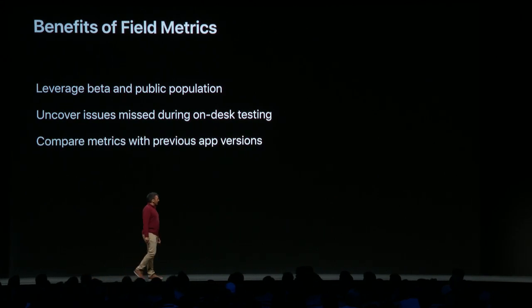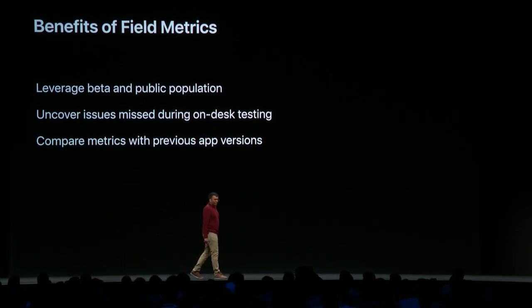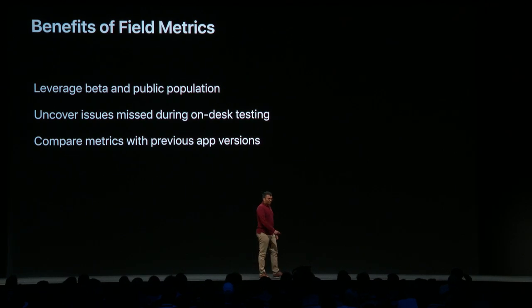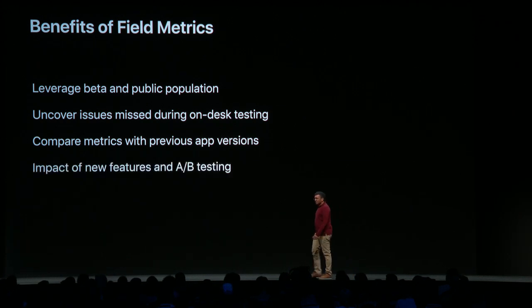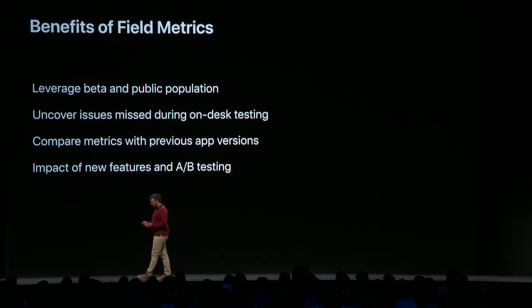You can also use these field metrics to compare the battery life and performance with previous app versions. You can use this data to figure out whether there are any new regressions or egregious issues. These field metrics are very helpful to also understand the impact of new features and do A/B testing in the field with a broader set of users.